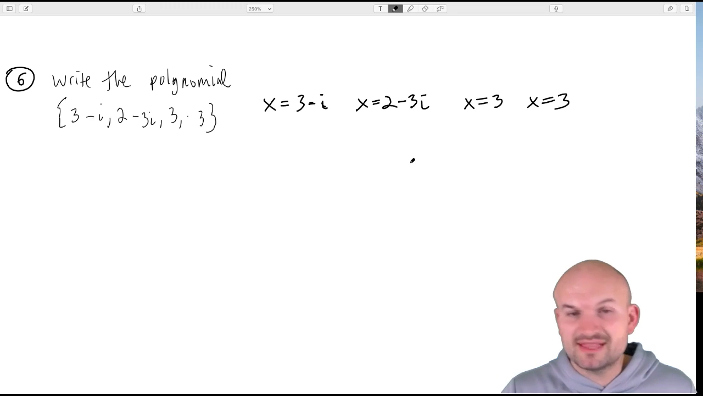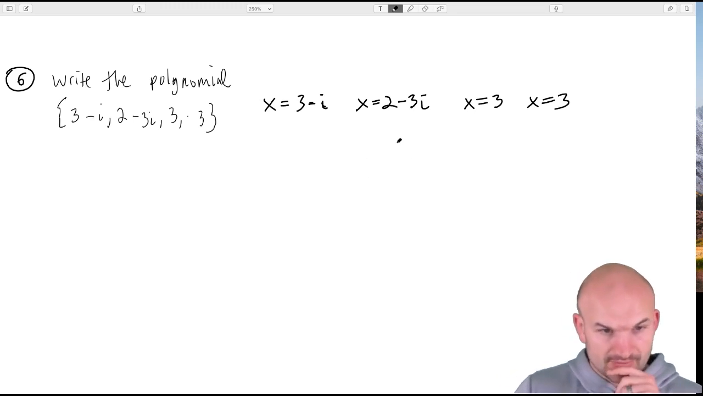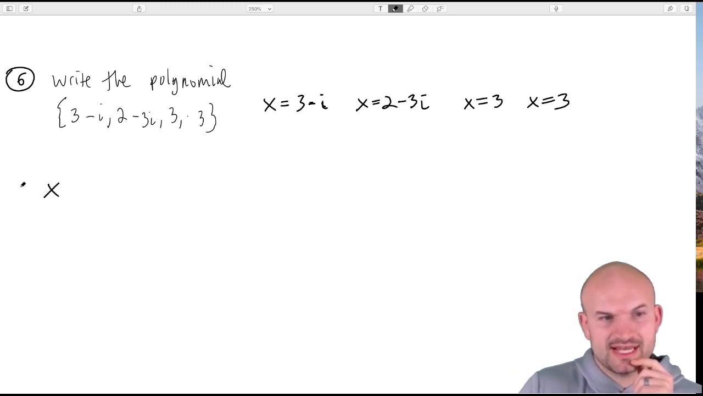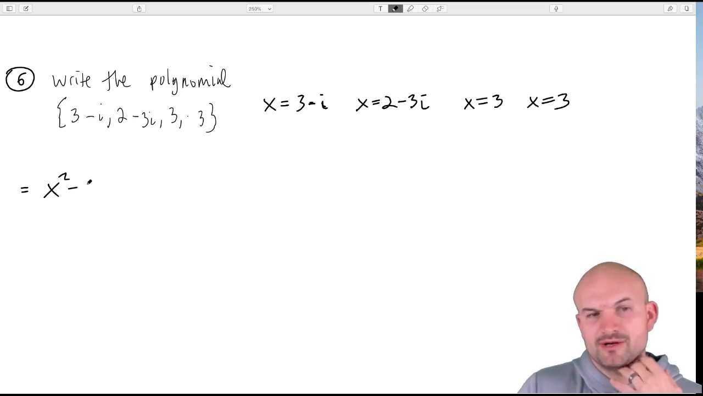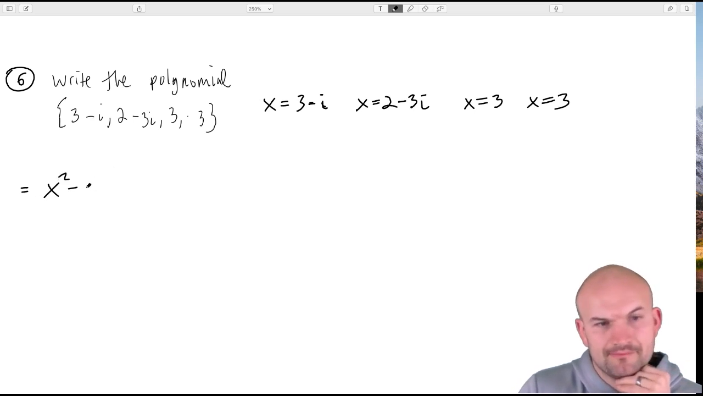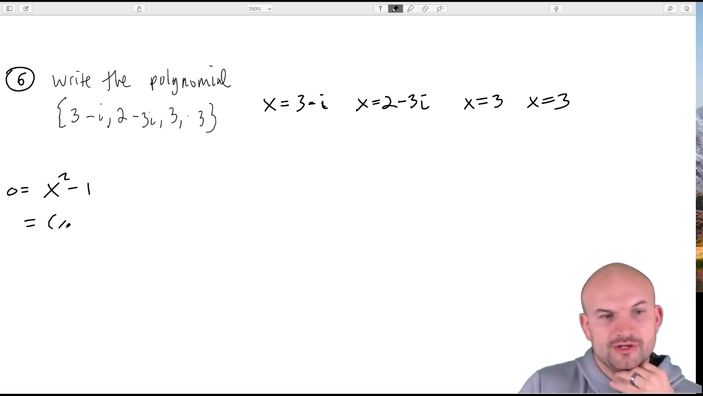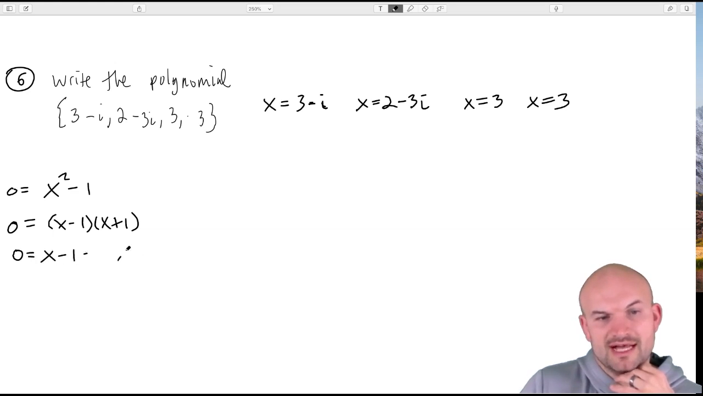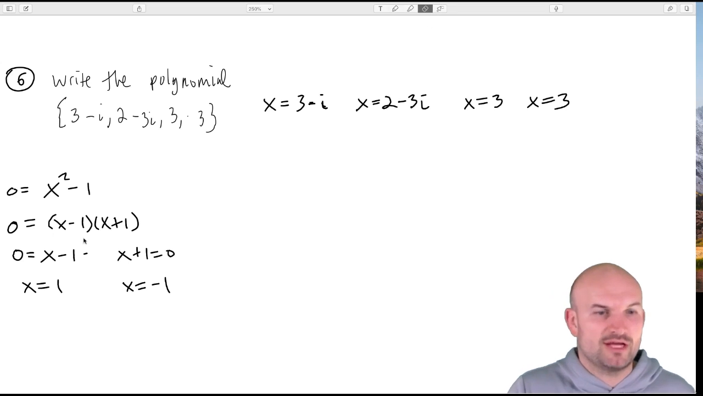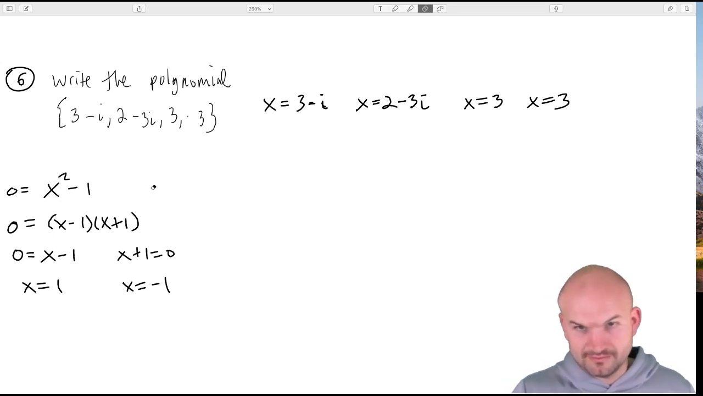So there's some important things that are happening here. If I gave you, for instance, let's just say I said solve x squared minus 1. Well, again, we could factor this to x minus 1 times x plus 1, and then we could use the zero product property. You can set them both equal to 0, x minus 1 equals 0 and x plus 1 equals 0, and then you solve x equals 1 and x equals negative 1. So that's the basic idea from a fairly basic quadratic.